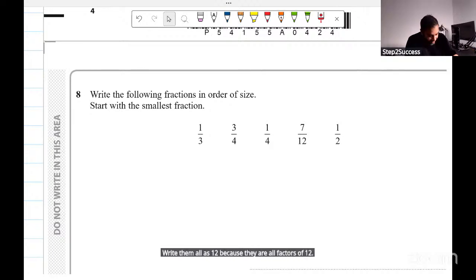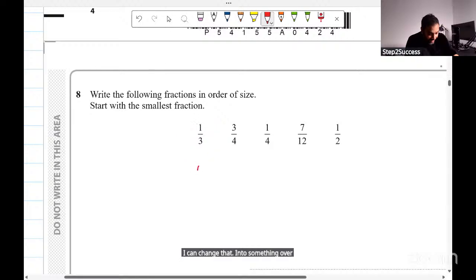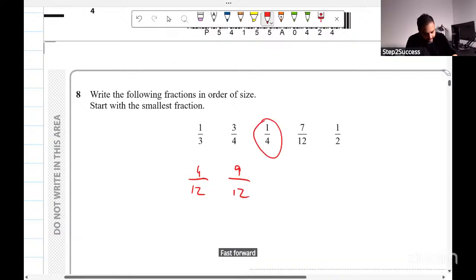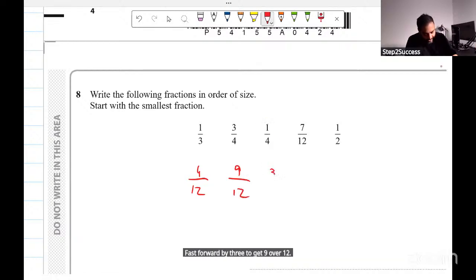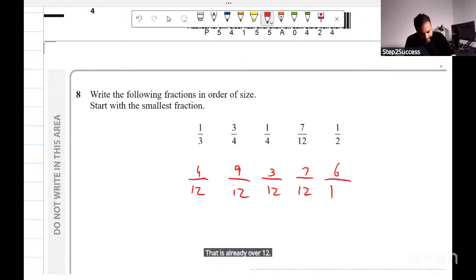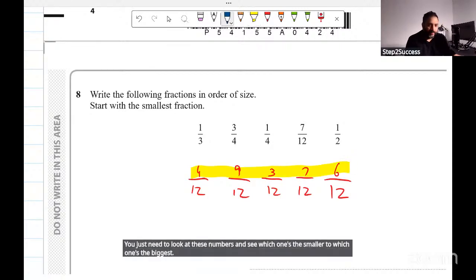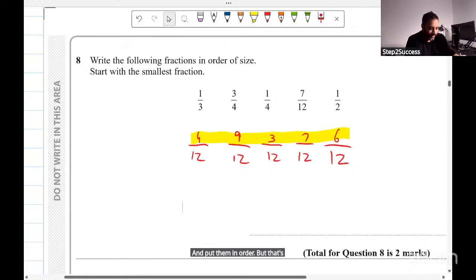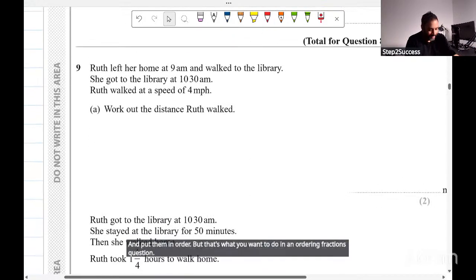I can change that into something over 12 by times top and bottom by 4. That's 4, and bottom by 3 to get 9 over 12. Again, top and bottom by 3 to get 3 over 12. That is already over 12. Top and bottom by 6, 6 over 12. And once you've done that, you just need to look at these numbers and see which one's the smallest, which one's the biggest, and put them in order. That's what you want to do in an ordering fractions question. Get your denominators the same.